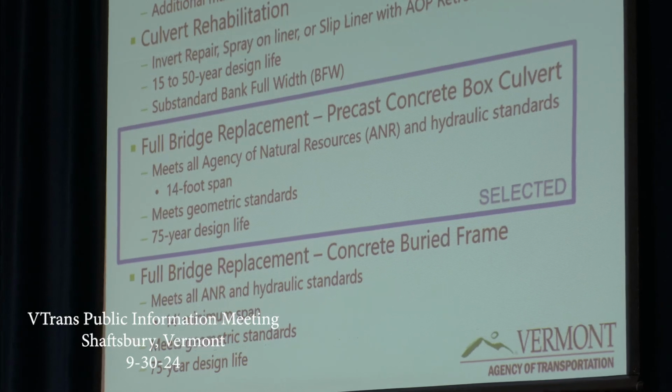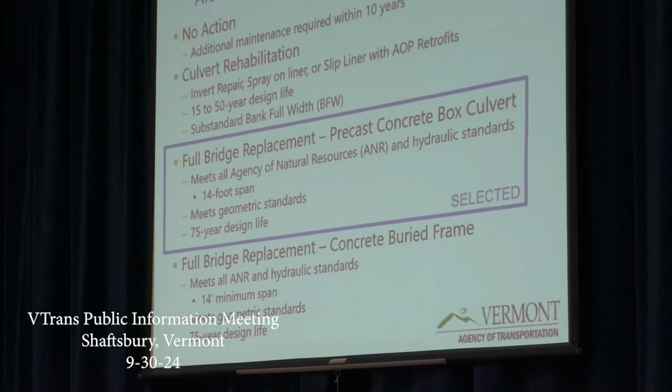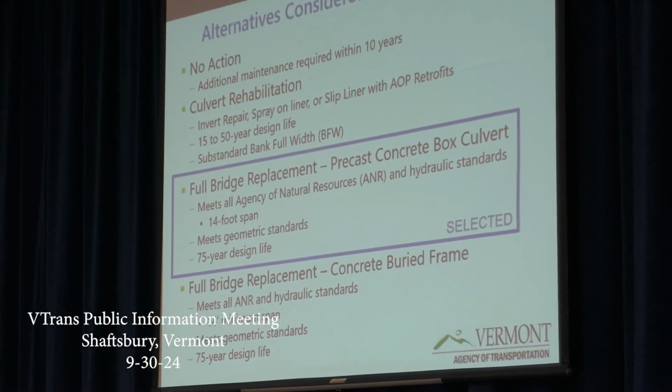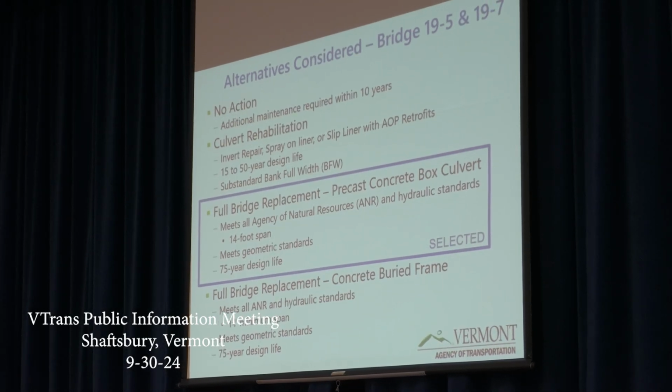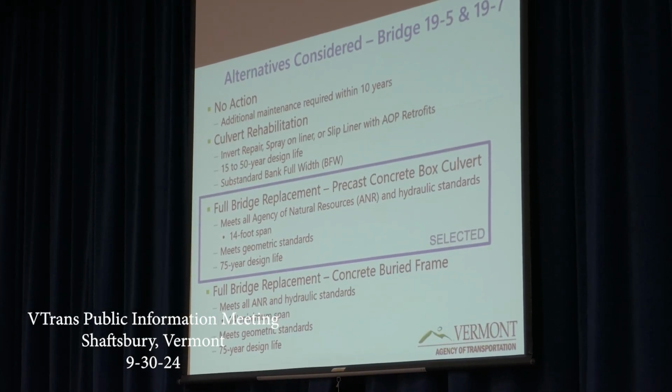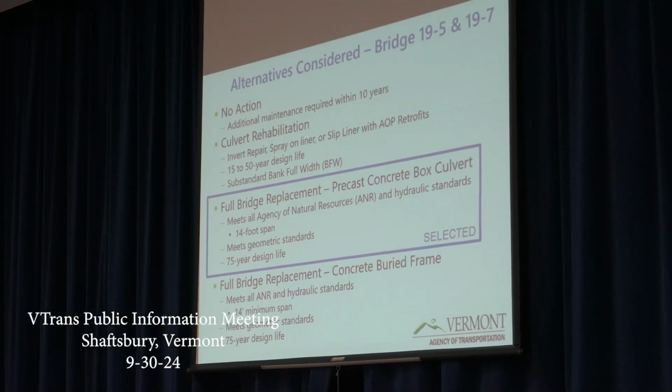So our alternatives considered. We considered a no action alternative, which would, as you've seen from the photos, require additional maintenance within 10 years. We looked at culvert rehabilitation. That can look many different ways, slip lines, invert repair, etc., with aquatic organism passage retrofits. That would get us about a 15 to 50 year design life, but it would still be substandard bank full width.